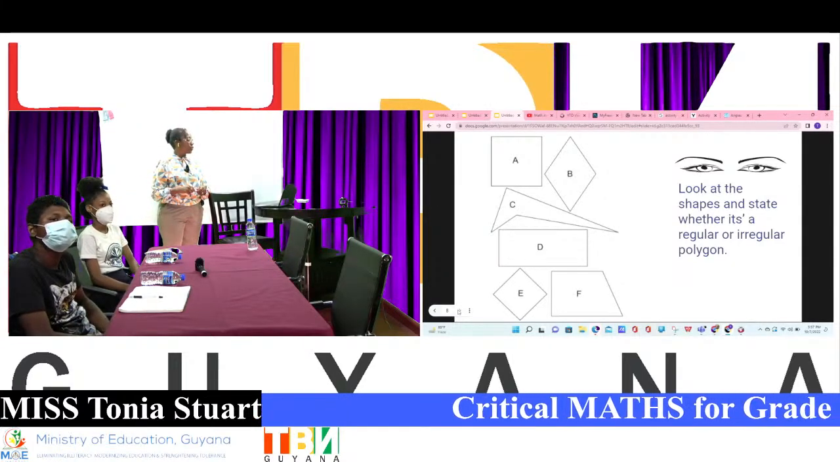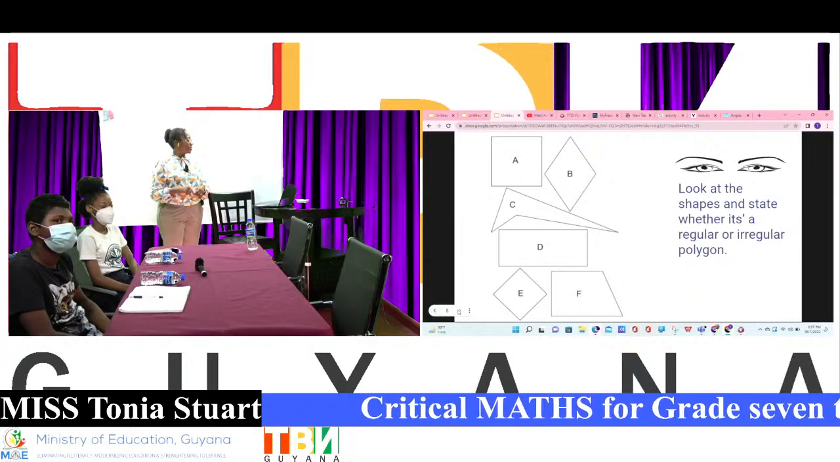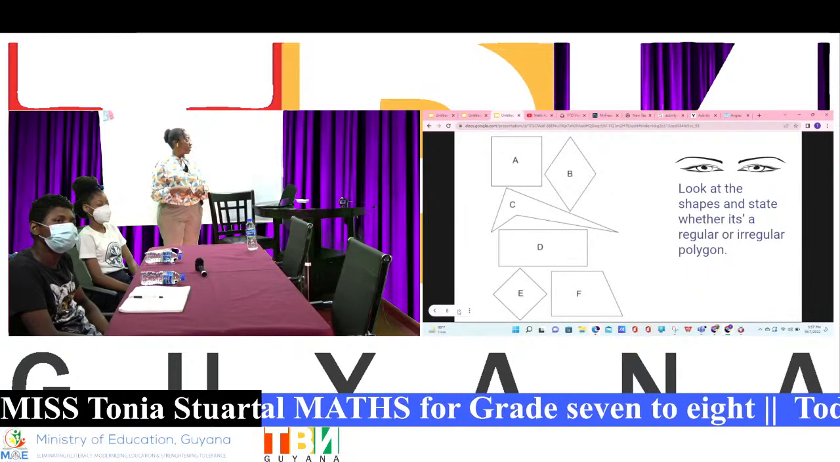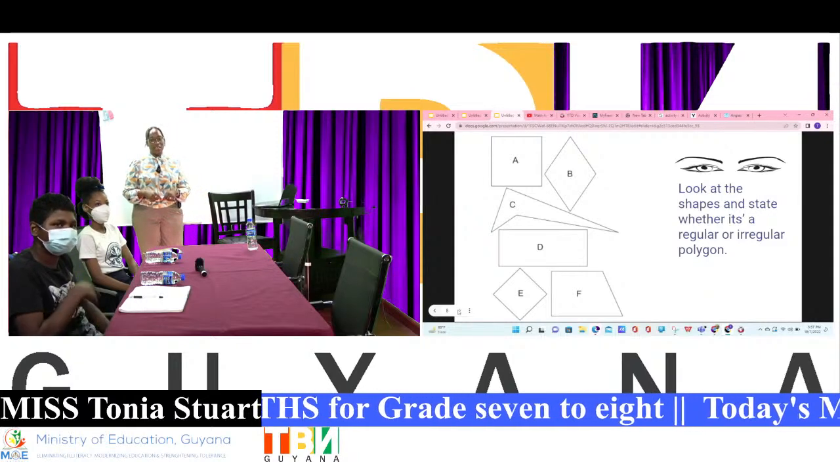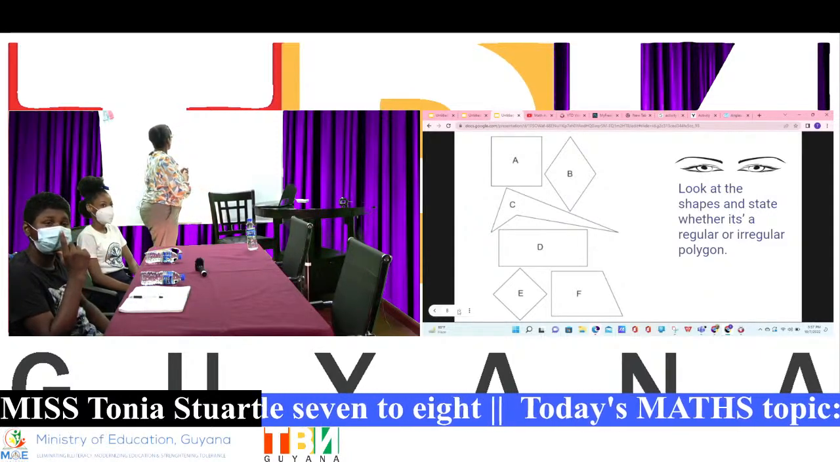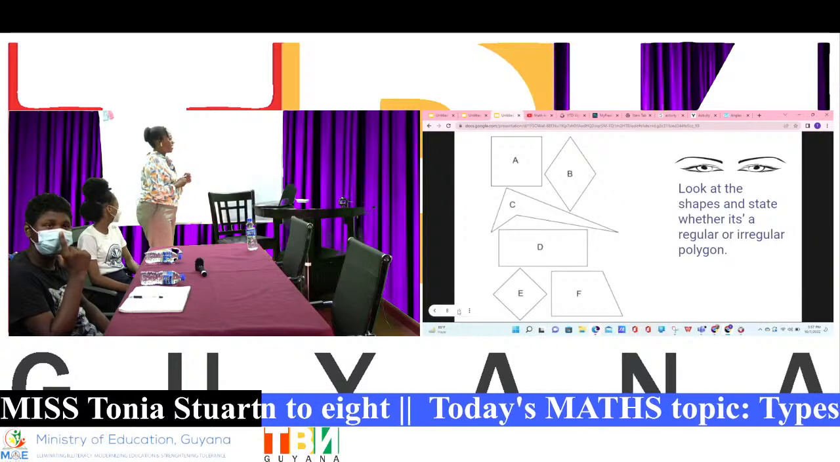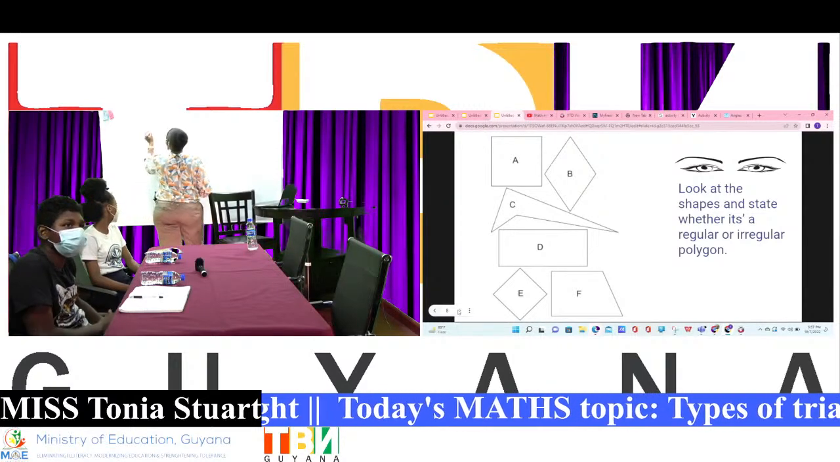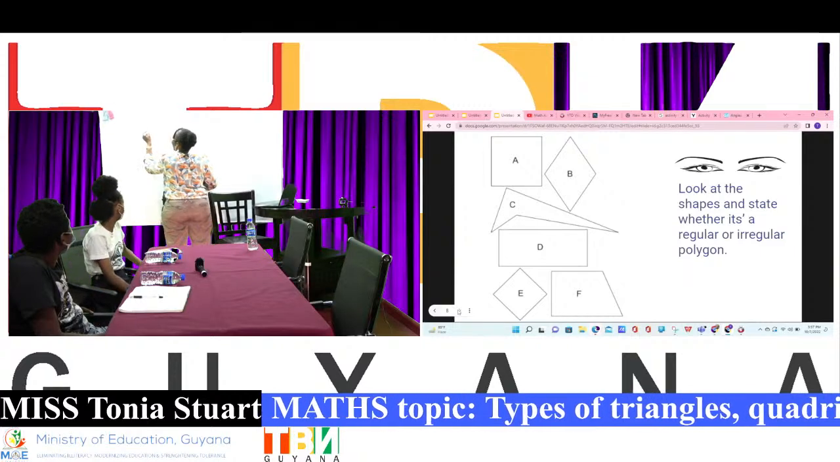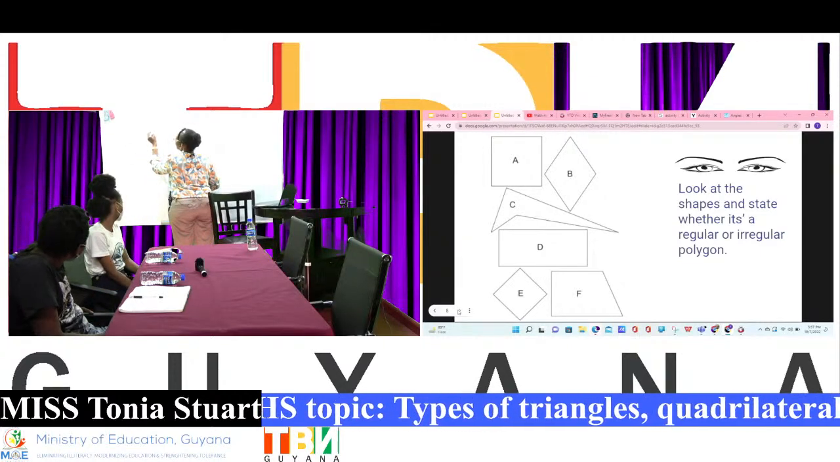And also, is it a quadrilateral or a triangle? Quadrilateral. Why? It has 4 sides. It has 4 sides. All right, quickly, let's look at this. Very good. By the way, for those, let's look here.